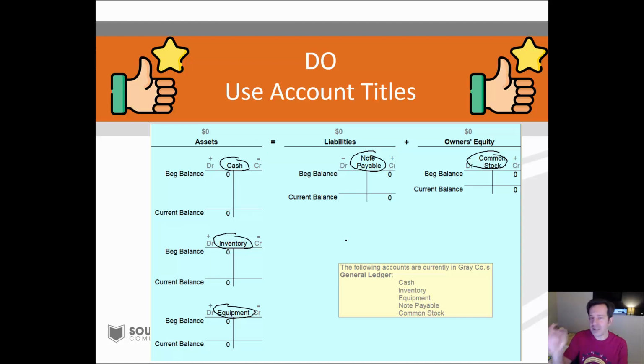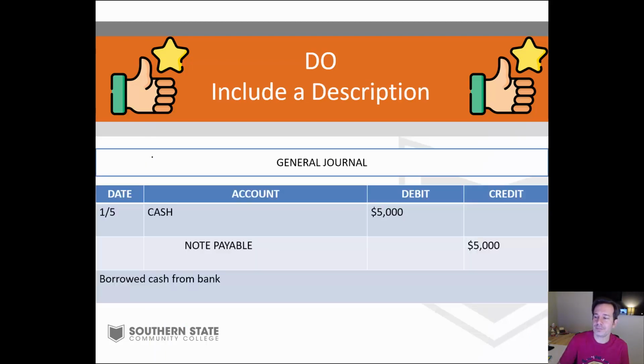Okay, so that's basically what we're going to be writing into that journal entry for the accounts. It has to come from real account titles, from the general ledger, or from the chart of accounts. And we do want to include a description. The description is not part of the actual account. It's not getting put to any kind of a ledger account. It's just something that tells us what the transaction was trying to accomplish or what we were doing. So here you can see borrowed cash from bank.